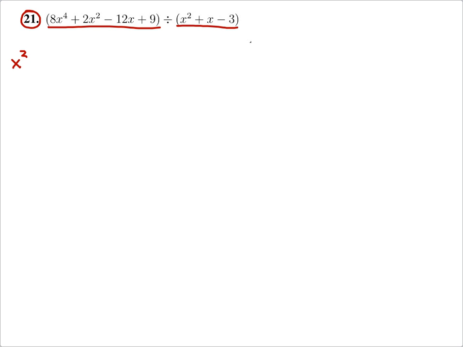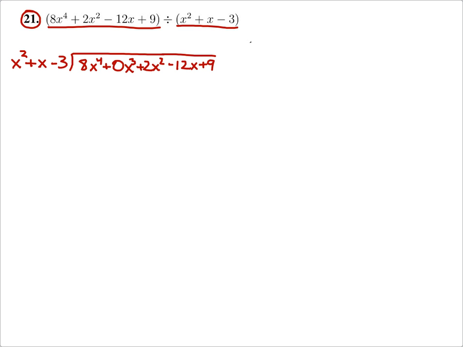The divisor, the thing we're dividing by, ends up on the left, just like long division for numbers. And the thing we're dividing, 8x to the fourth plus, and be careful here, 0x to the third plus 2x squared minus 12x plus 9. The whole thing is divided in there.